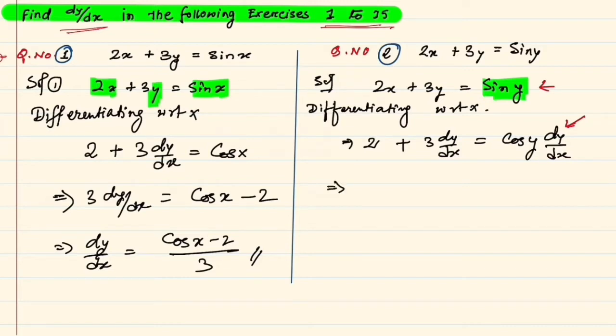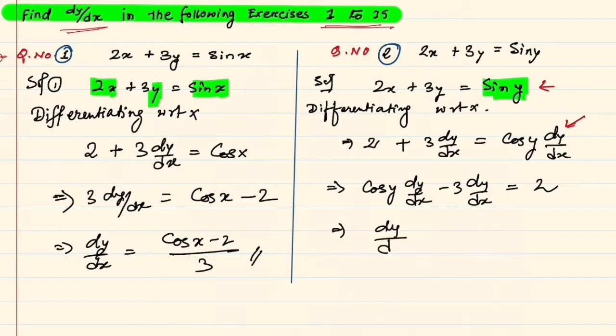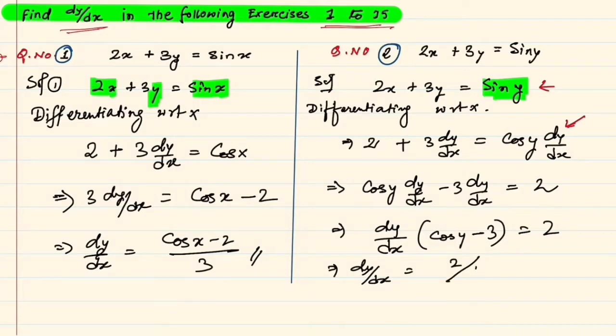So now collect the terms containing dy/dx on one side of the equal sign, then we will get cos y dy/dx minus 3 dy/dx is equal to 2, and from here take dy/dx common, then you will get (cos y minus 3) dy/dx is equal to 2, which implies dy/dx is equal to 2/(cos y minus 3). So that's how we can solve. That's our answer. So hope you have understood. Now let's move on to the next question, question number 3.